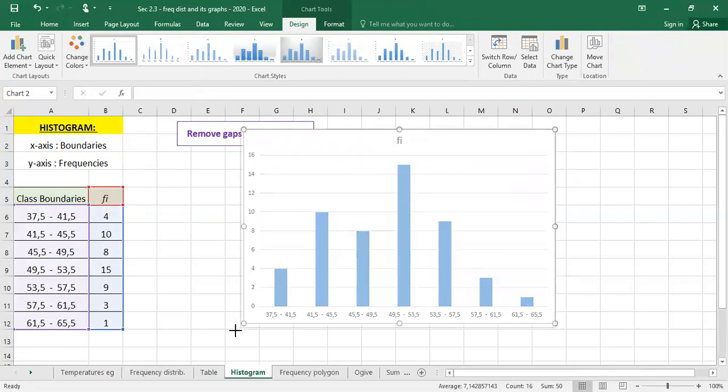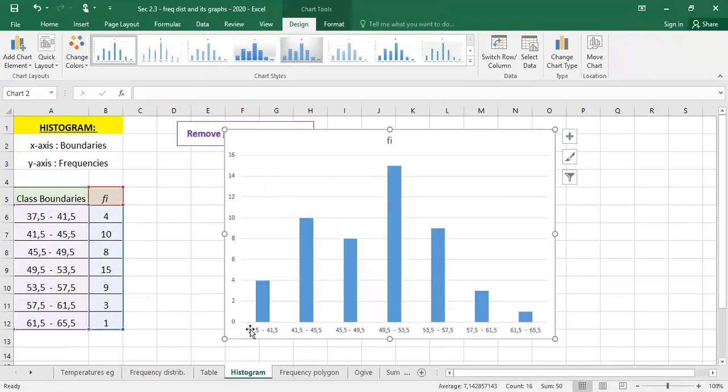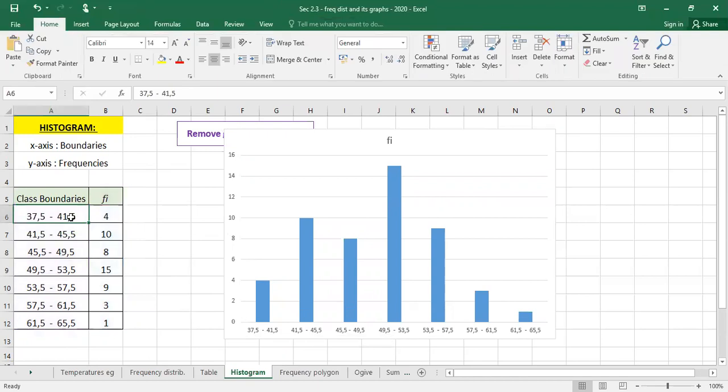Histograms have no gaps between the bars. So on the bottom here, we have boundaries. Notice here, I'm going to look at the actual table. The top boundary of the first class actually equals the lower boundary of the next class, and its upper boundary is the lower boundary of the next class. So our boundaries are actually touching one another. So when we do our bars here, we're going to have our bars touching one another.